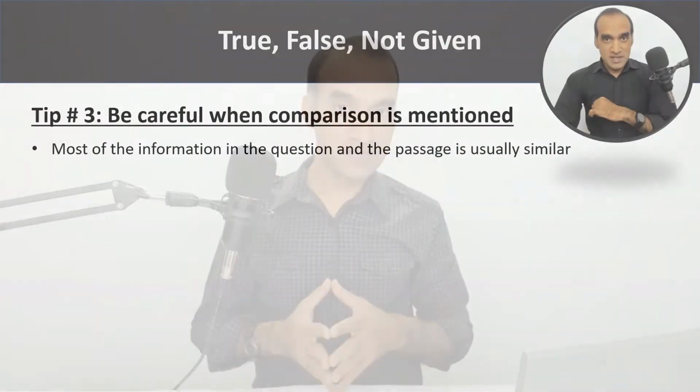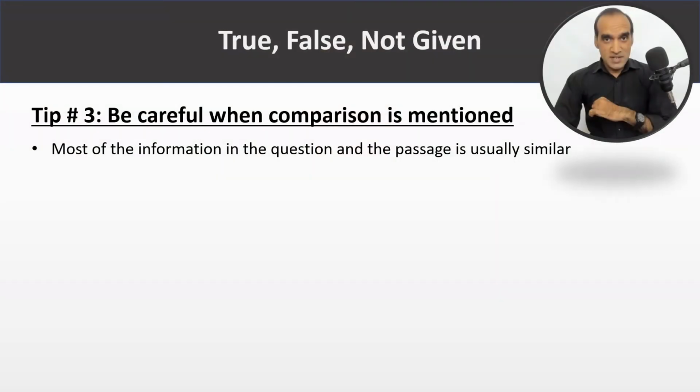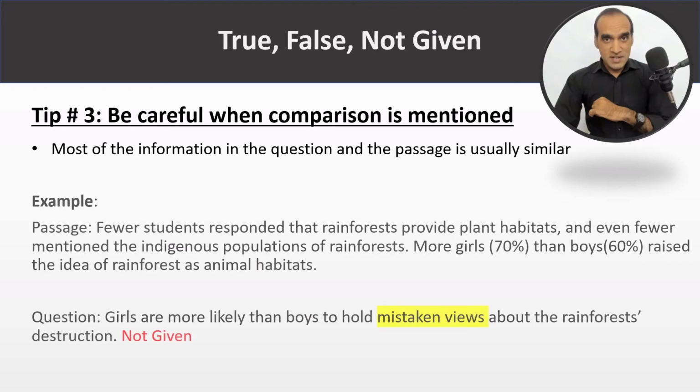Okay, the next tip is that be extra careful when there is a mention of comparison in the question. Just because an answer is not given doesn't mean that there are no words in the statements that match words in the text. There probably will be matching words for not given answers. Check out this example. Passage says, fewer students responded that rainforests provide plant habitats, and even fewer mentioned the indigenous population of rainforests. More girls, 70%, than boys, 60%, raised the idea of rainforests as animal habitats.